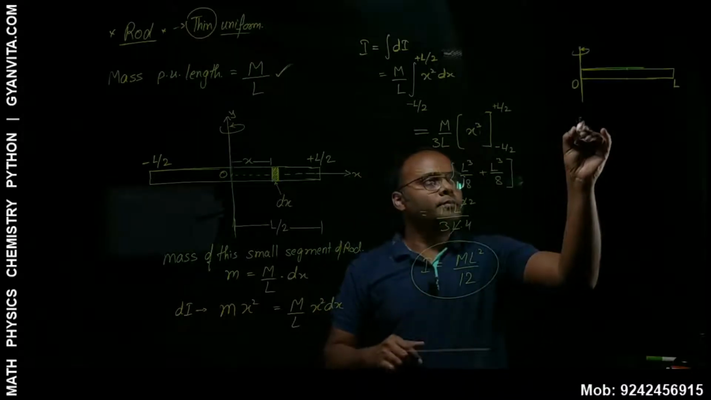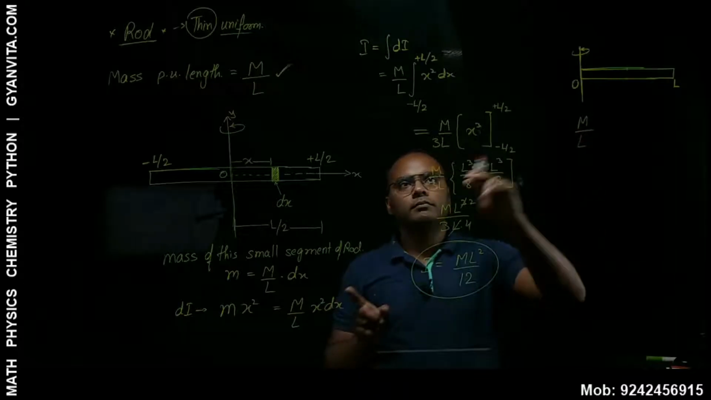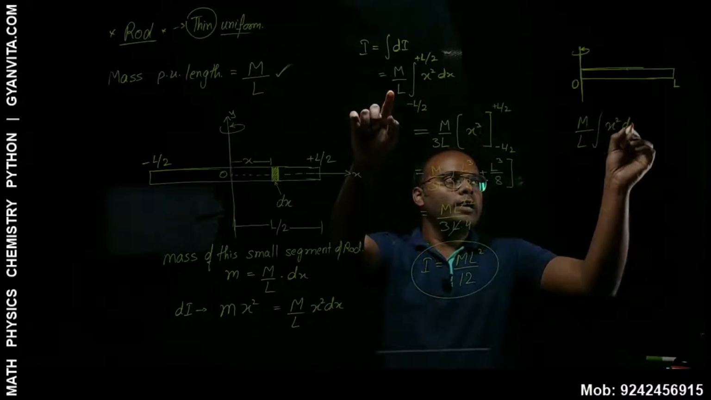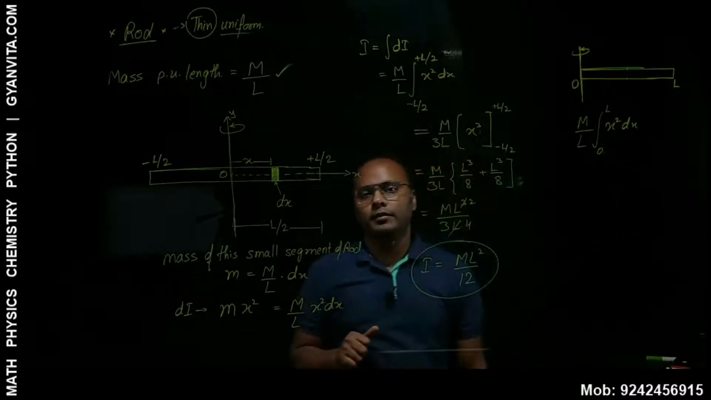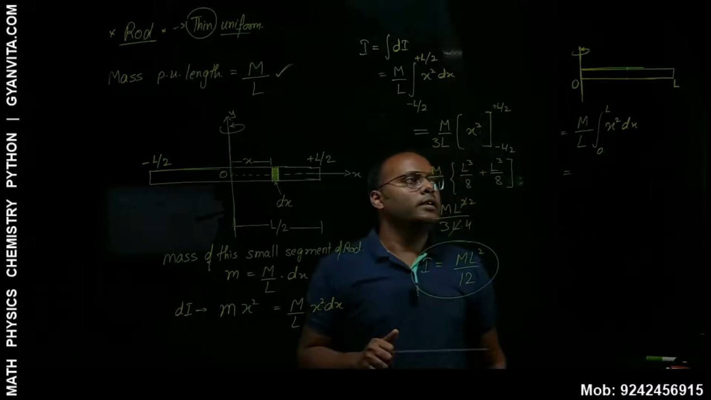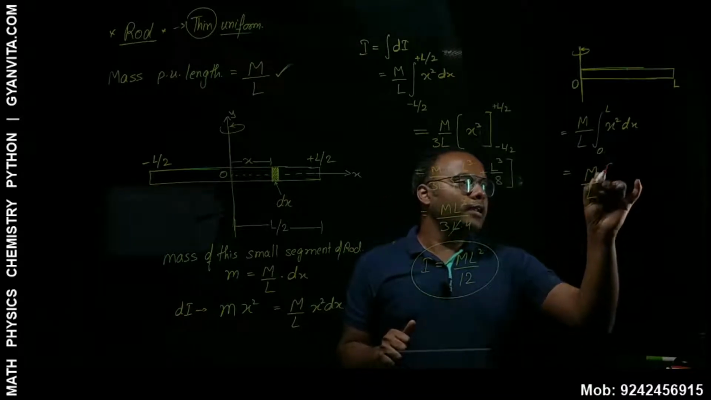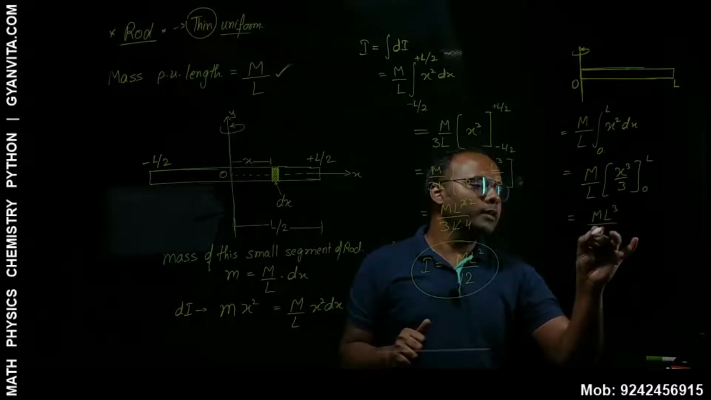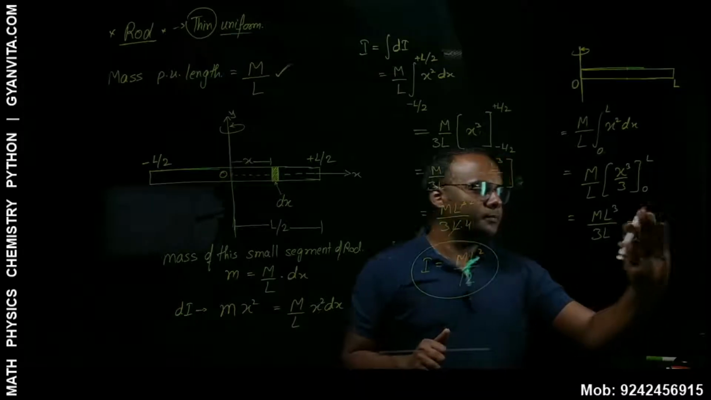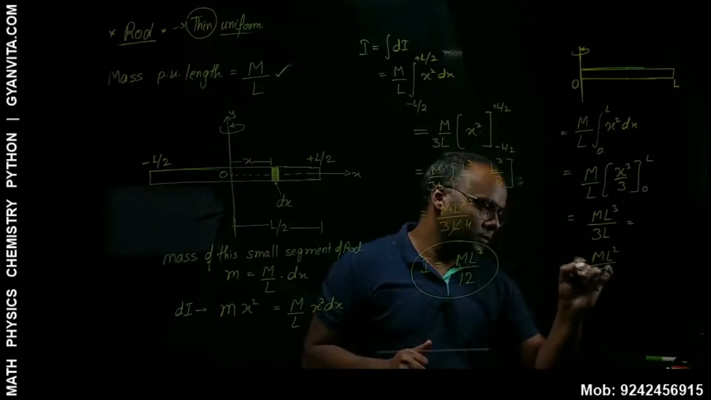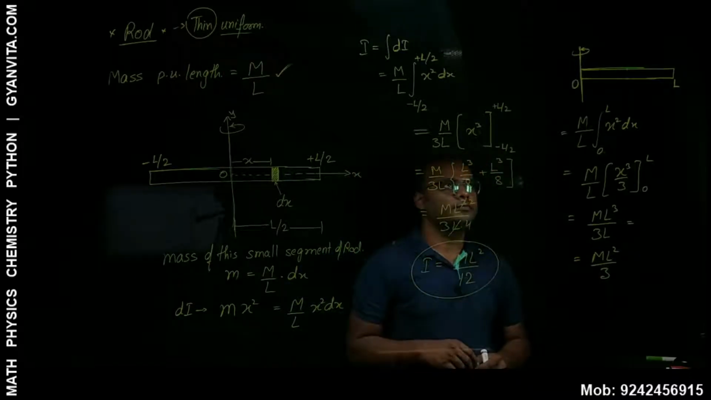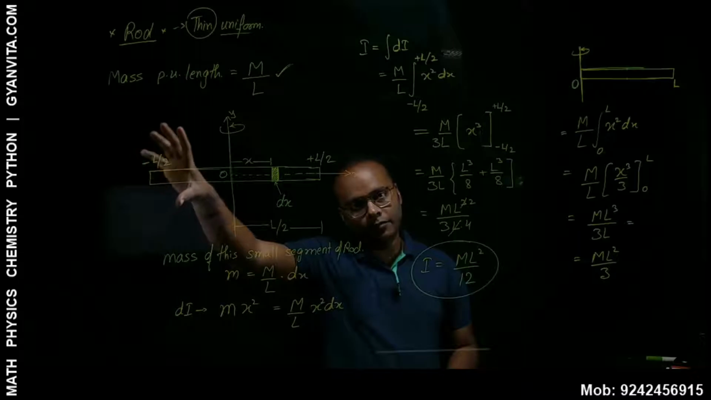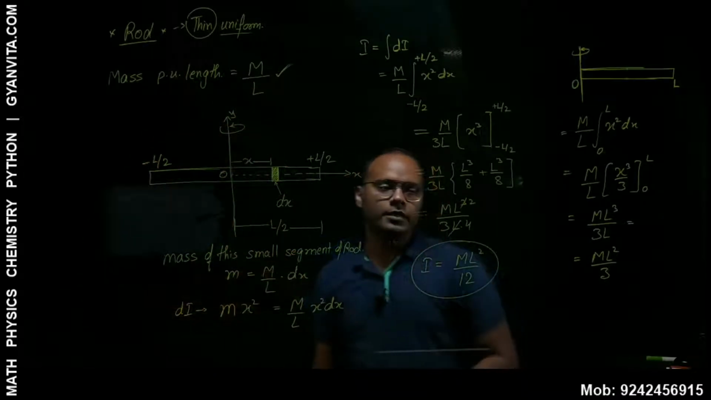So here you have m divided by L, integration of x square dx, but x varies from 0 to L. So if you solve it further, this is m divided by L, x cube divided by 3, from 0 to L. So this will be simply ml cube divided by 3L, or ml square divided by 3. Is it clear?